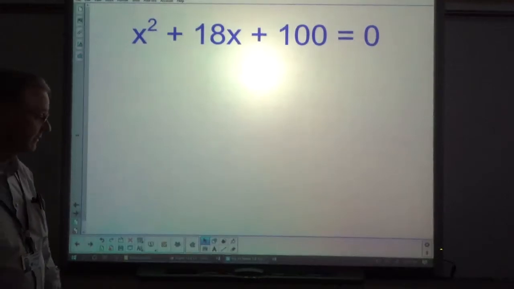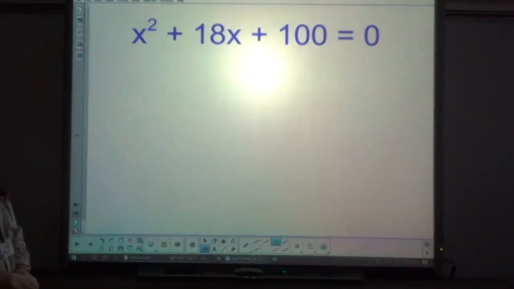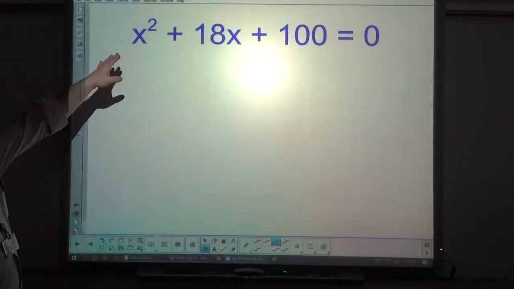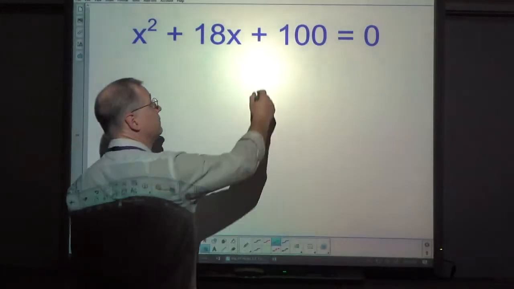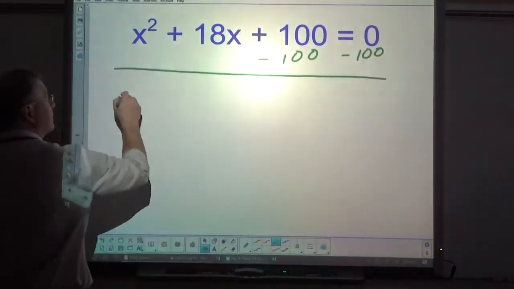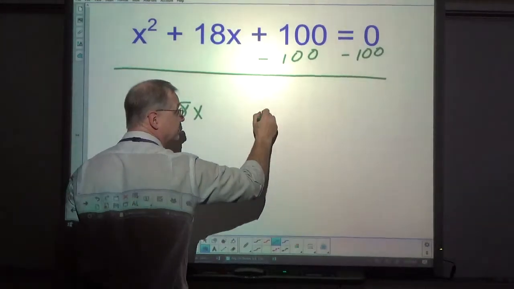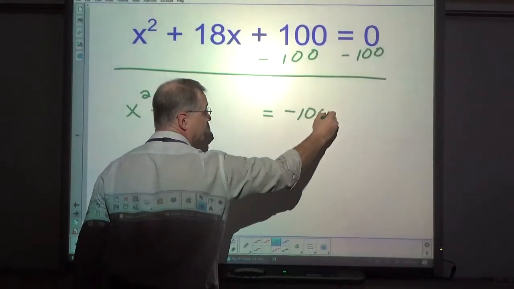So here's our next example. Step 1 is not to have everything equal 0, it's to get the x squared and x terms by themselves by subtracting 100 from both sides. x squared plus 18x, big space, equals negative 100.